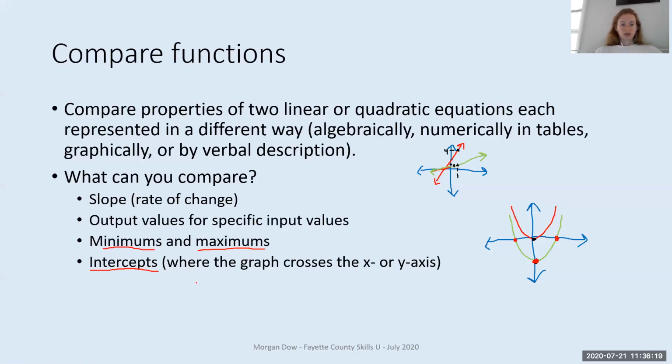It's important to note that when we're talking about a y-intercept for any graph or any equation, that's going to be the point where x is 0. So x is 0, and then we've got some y value, some output value. And then for an x-intercept, it's kind of a similar idea. It's where our y values are 0. So for an x-intercept, we're going to get some x value for y is 0.